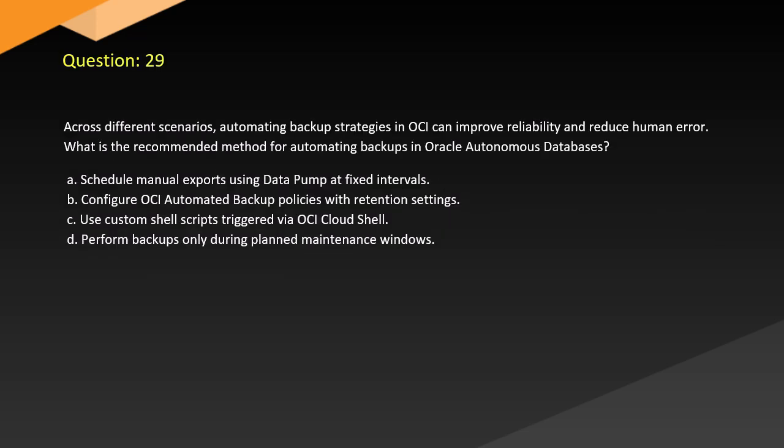Question 29. Across different scenarios, automating backup strategies in OCI can improve reliability and reduce human error. What is the recommended method for automating backups in Oracle Autonomous Databases? A. Schedule manual exports using Data Pump at fixed intervals. B. Configure OCI automated backup policies with retention settings. C. Use custom shell scripts triggered via OCI Cloud Shell. D. Perform backups only during planned maintenance windows.